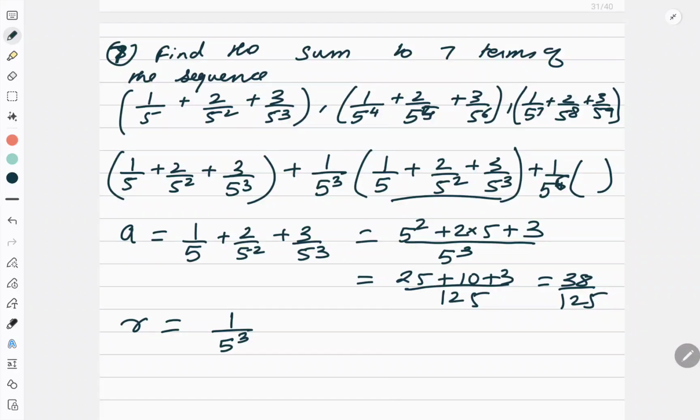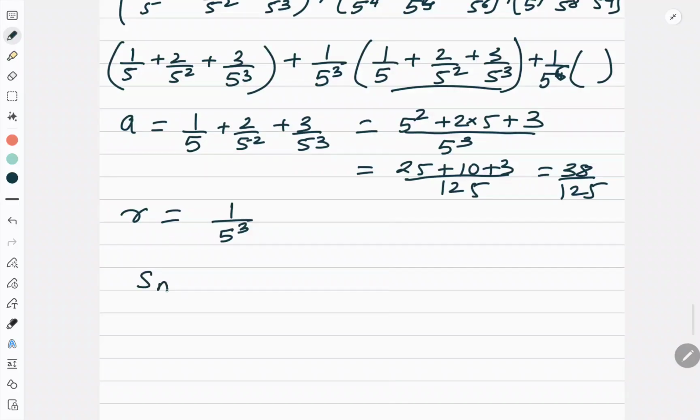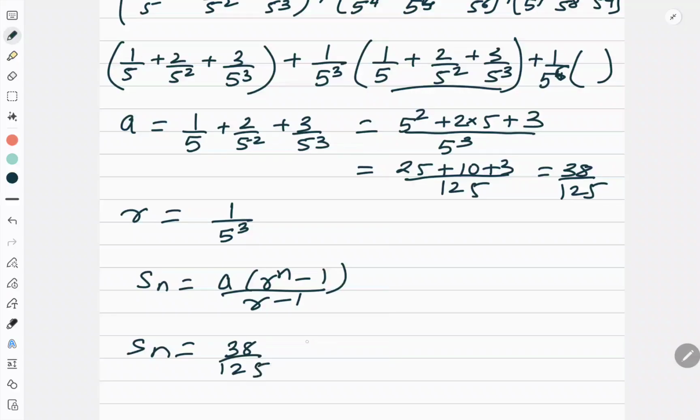Correct? Now, what is the sum of a GP? The sum of the GP is A r to the power n minus 1 upon r minus 1. Substitute the value. So, Sn is equal to 38 upon 125. Then r is what? 1 upon 125 power n. N they have told me 7 terms. Correct? So, I'll put 7 minus 1 upon 1 upon 125. That is r minus 1.